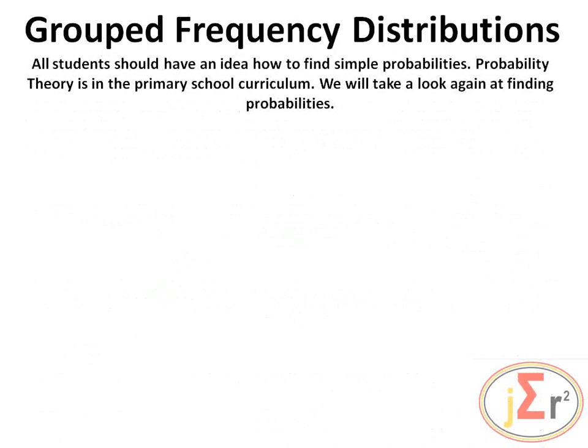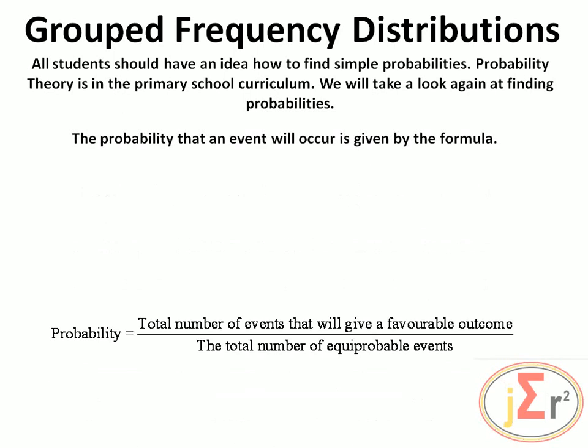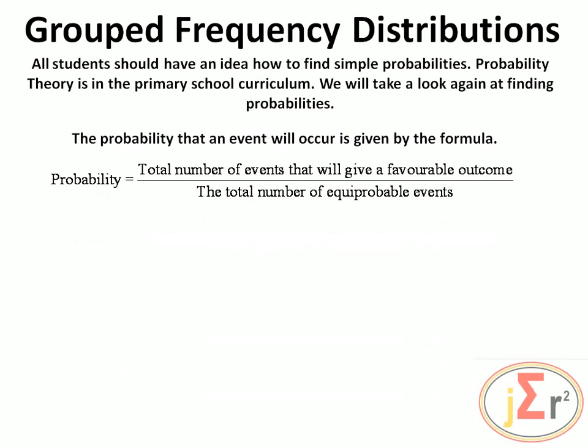All students should have an idea how to find simple probabilities. Probability theory is in the primary school curriculum. We will take a look again at finding probabilities. The probability that an event will occur is given by the formula: probability is equal to the total number of events that will give a favorable outcome over the total number of equiprobable events.